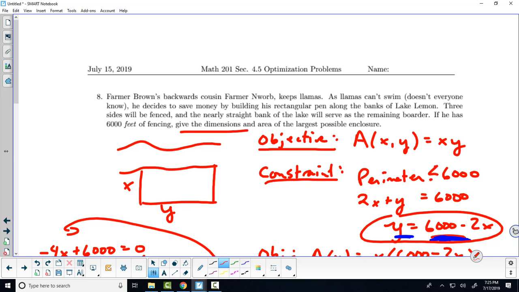Technically the perimeter needs to be less than or equal to 6,000, but you can quickly make the argument that if you use less than you're supposed to, you can still make it bigger by just making one of the dimensions bigger. So it always has to equal 6,000. The constraint is that it must equal 6,000. Let's change that back. So we did use all 6,000. Good check.